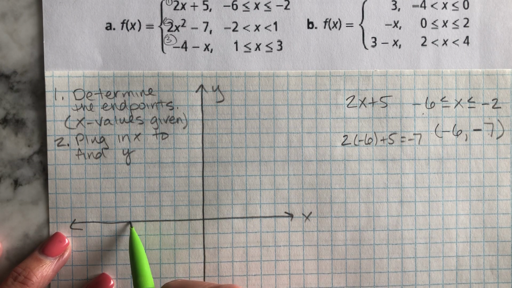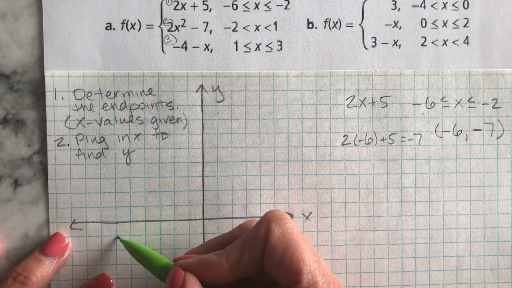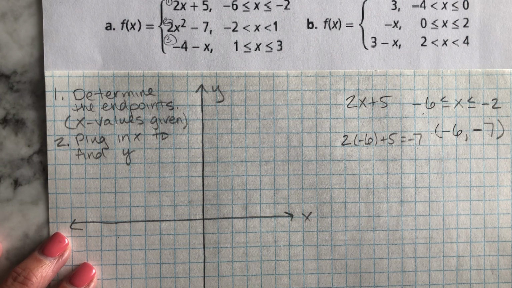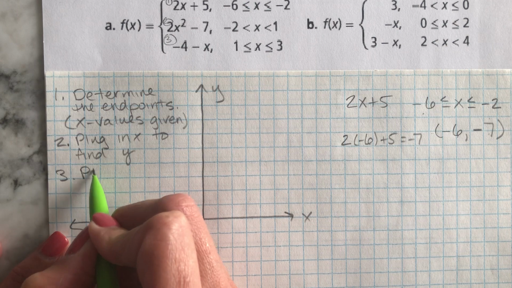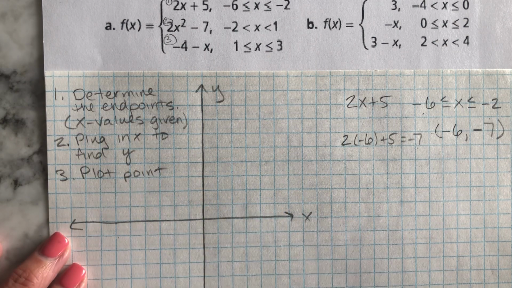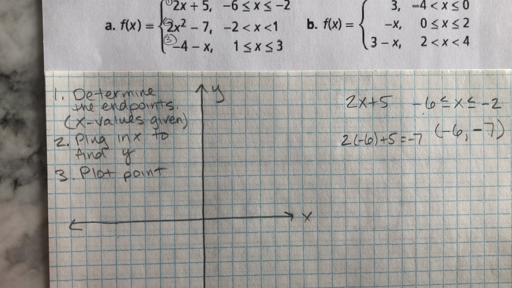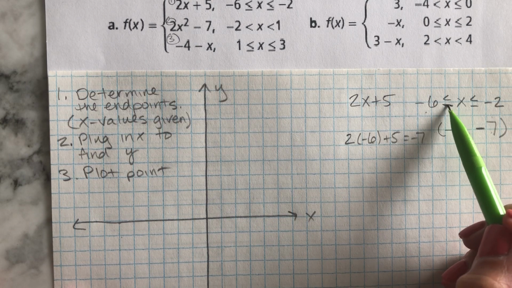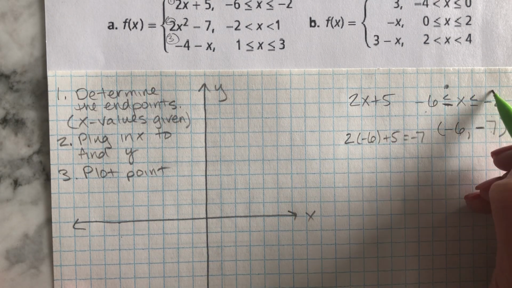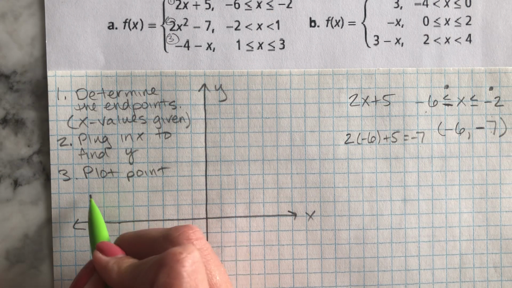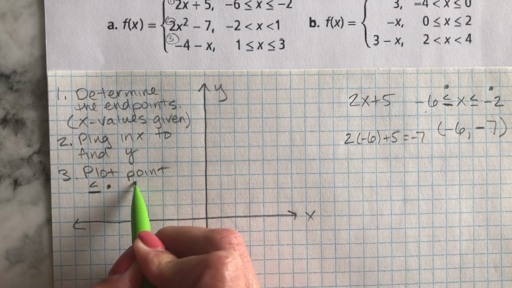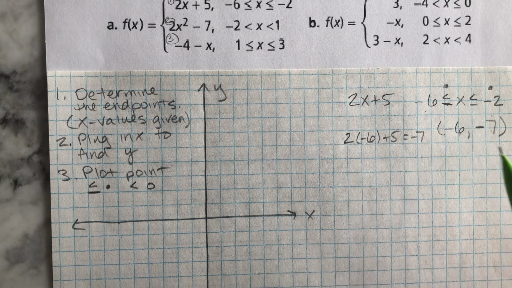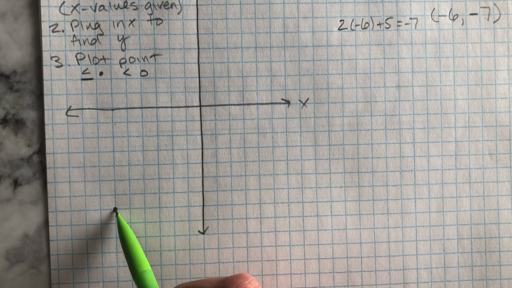1, 2, 3, 4, 5, 6. 1, 2, 3, 4, 5, 6, 7. So that point right there. All right, that was step 3, plot the point. Now I need to determine if it is open or closed. If it has an or equal to, that is closed. So these are both closed here. Let's make a little note: or equal to, closed; no or equal to, open. So this one was closed, as you can see right here at my point.